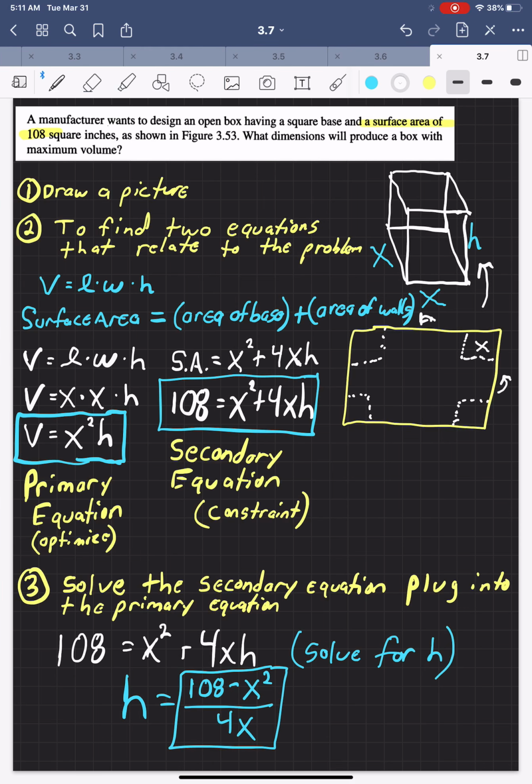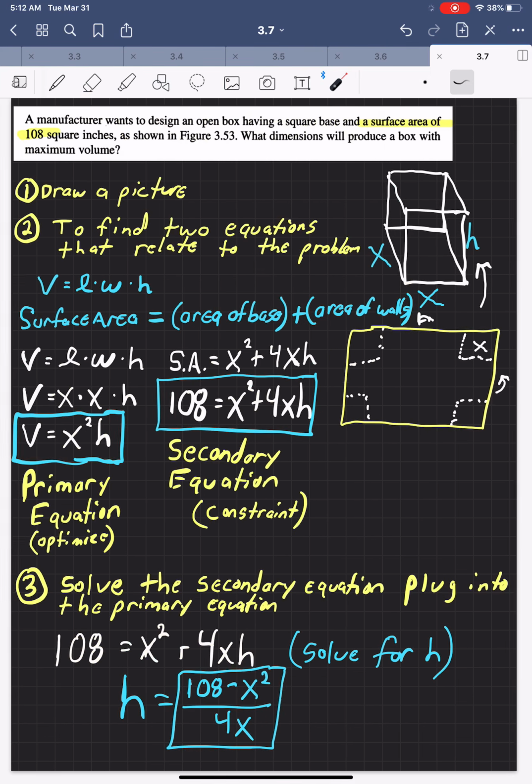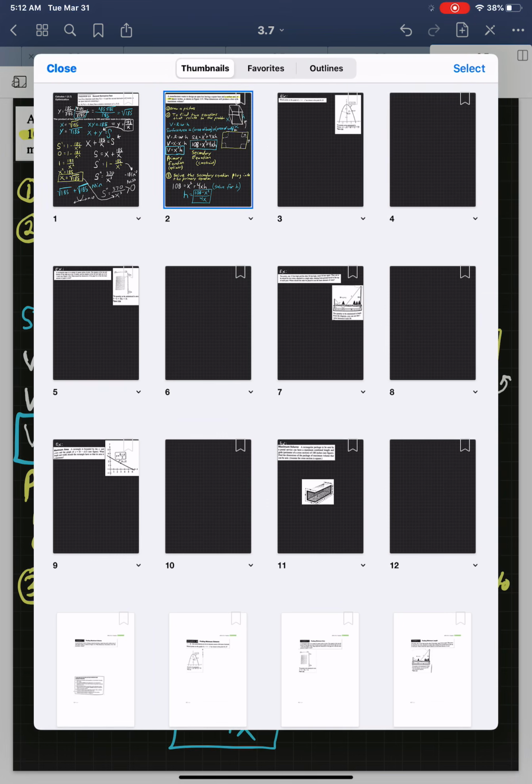I'm going to go to the next page, but I'm going to show you what I'm about to do with an arrow for step 4. What I'm going to do is take this new h and plug it into the primary. Okay? So let me now go to the next page. Oh, well, let me now produce a next page. How's that?